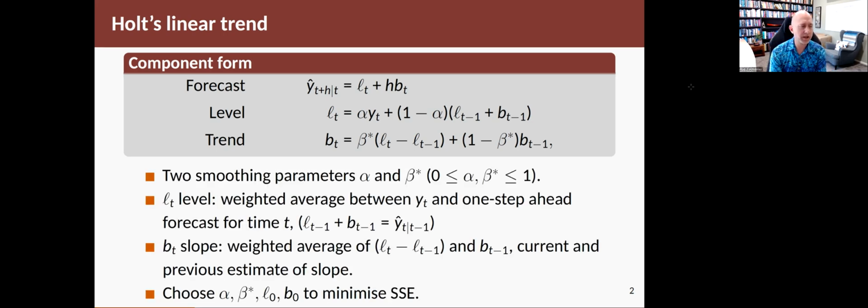So here we have two smoothing parameters, alpha and beta star. Both of them should stay between 0 and 1 so that we get the interpretation of these as weighted averages. L_t is the level and b_t is the slope. So when we're estimating this particular model, we need values for alpha and beta star, and we also need values for L_0, the initial level, and b_0, the initial slope, so that we can start the iterative equations there.